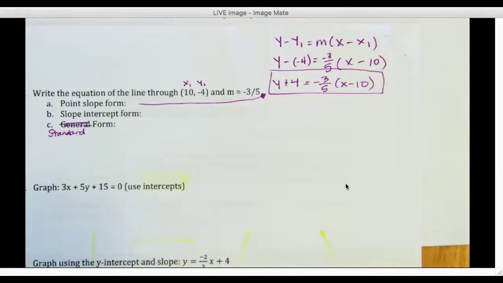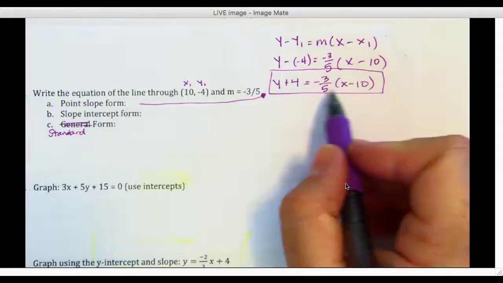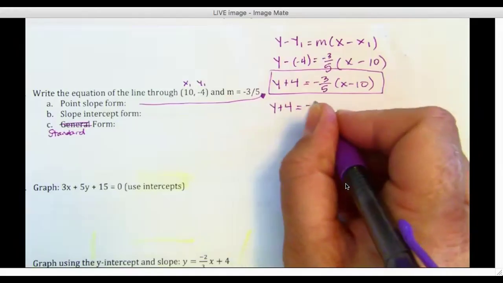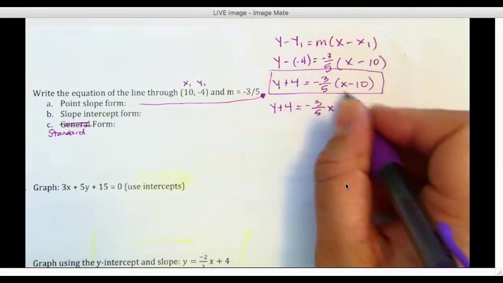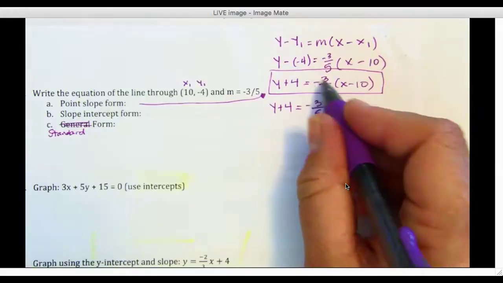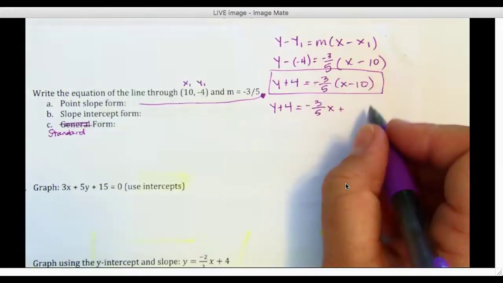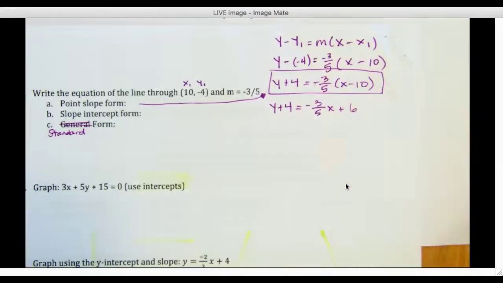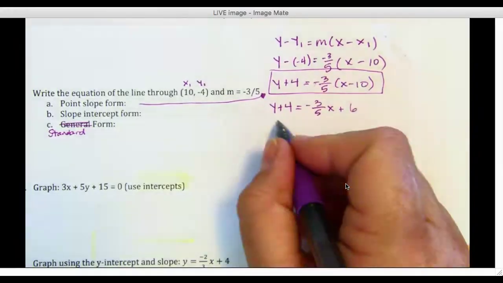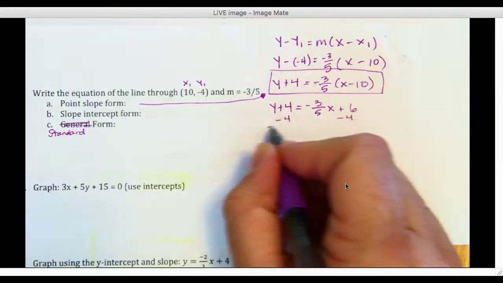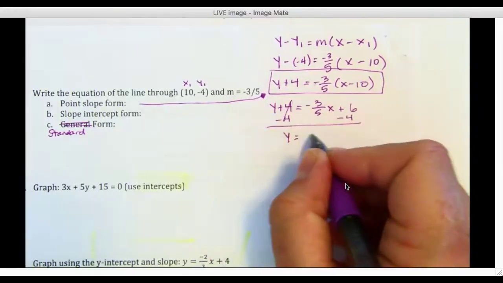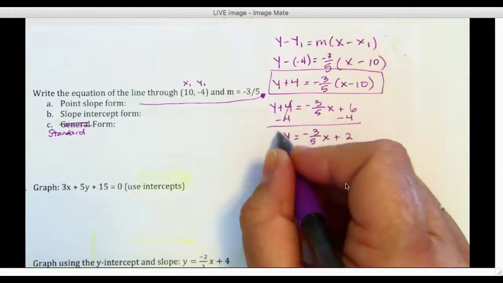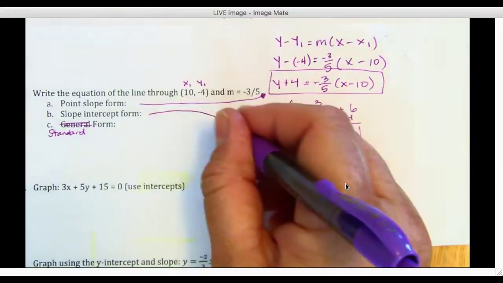Now I can go from that form to slope intercept form pretty easily. I can distribute my slope. So I have y plus 4 is equal to negative 3 over 5x. A negative times a negative becomes a positive. That becomes 30 over 5, which reduces to 6. And then I can subtract 4 from both sides, and I get y is equal to negative 3 over 5x plus 2. And that is slope intercept form.